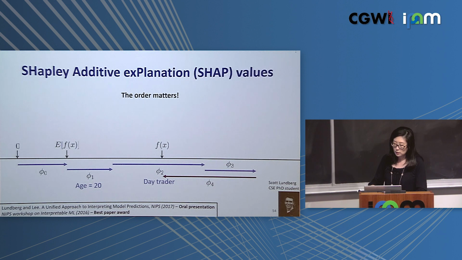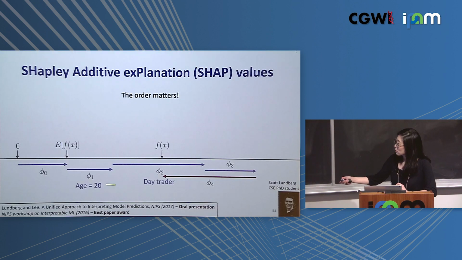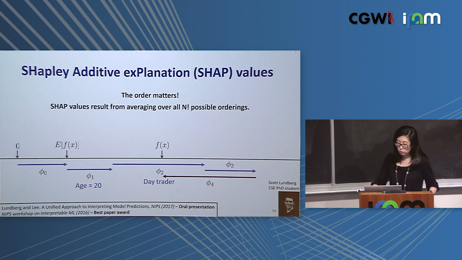And it's important that in this process, the order matters, unless it's a linear model. For instance, the impact of John being a day trader could be particularly bad if you are a young day trader. It means that the impact of a day trader could be larger if you already know that he's young. So if we reverse the order, introducing day trader first and then age, the day trader's impact could shrink, okay? So these SHAP values result from averaging over all n factorial possible orderings.